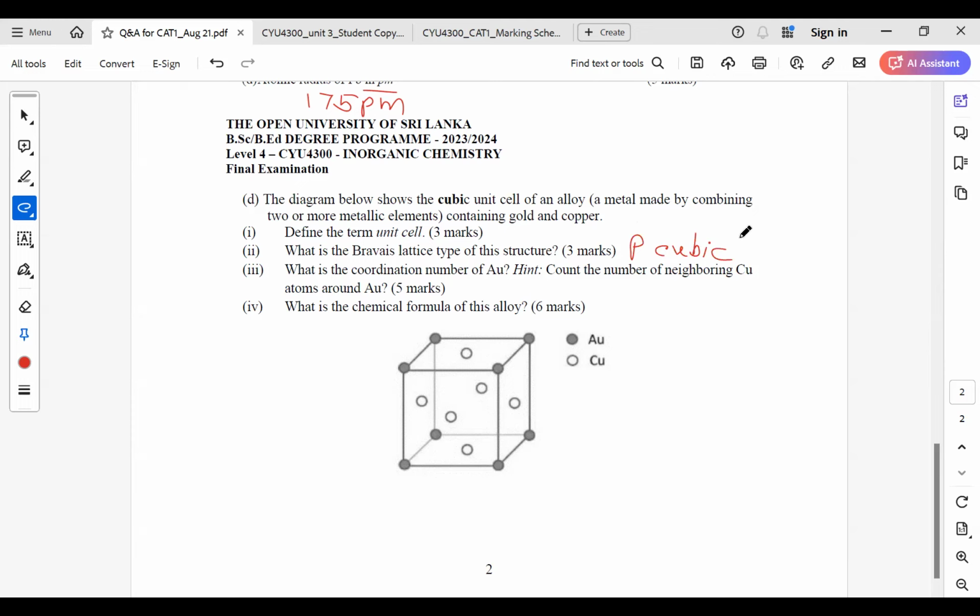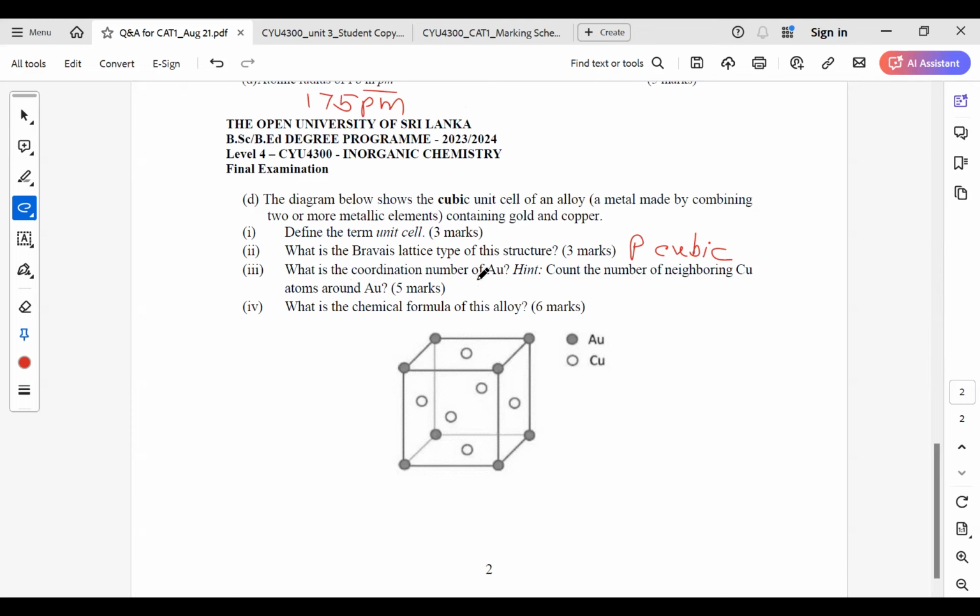Okay, why? Because now you see the corners are lattice points. So the corners are coinciding with gold atoms, Au atoms. So these atoms on the centers are copper. They are not identical, so they are not lattice points. So this is actually a primitive cubic lattice. All right. Is it clear? If not clear, let me know.